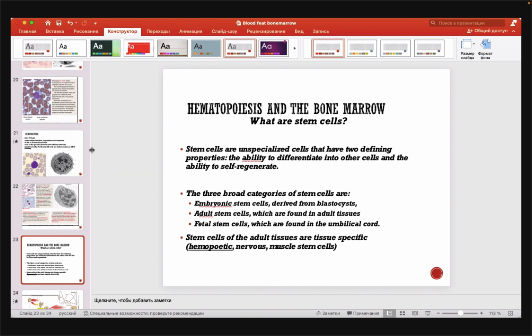Three broad categories of stem cells exist: embryonic stem cells, adult stem cells, and fetal stem cells. The embryonic stem cells derive from the blastocyst, whereas the adult stem cells are found in different types of tissue, particularly in vessels; they could be components of the basal lamina, located closely to it. And the third group is fetal stem cells, which are found in the umbilical cord. The stem cells of the adult tissues are tissue specific.